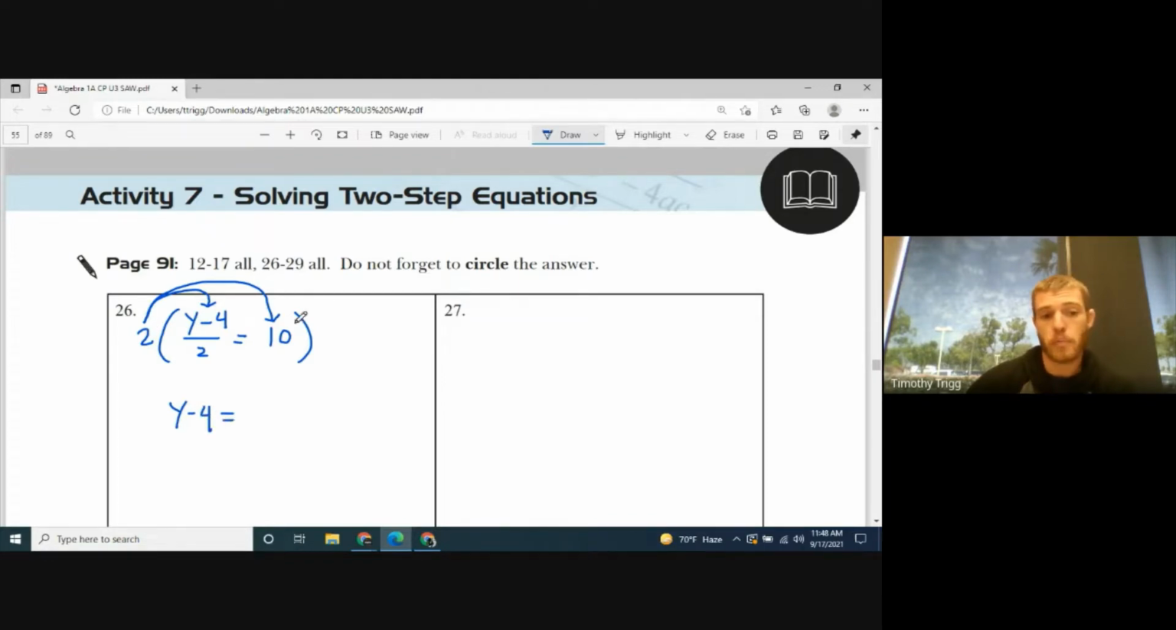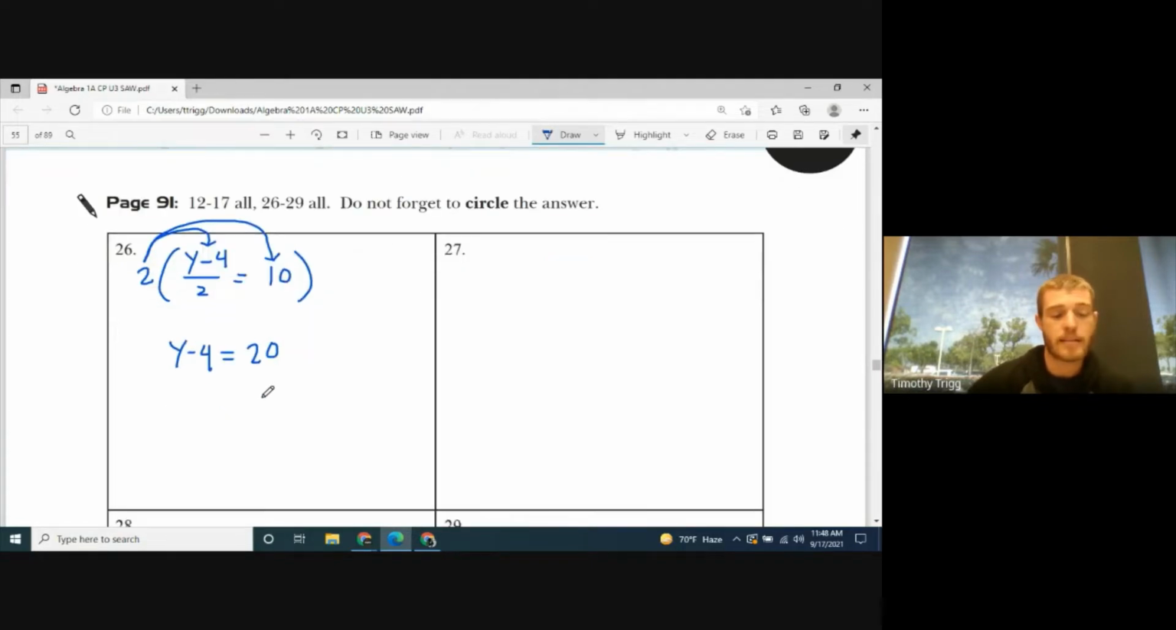The 2 also multiplies with the 10 over here, so that makes 20. Lastly, to get y by itself, we're going to add 4 to both sides of the equation to cancel that. Here we'll have y by itself, y equals 24. And again, you could always plug it back in to make sure that it works, right?